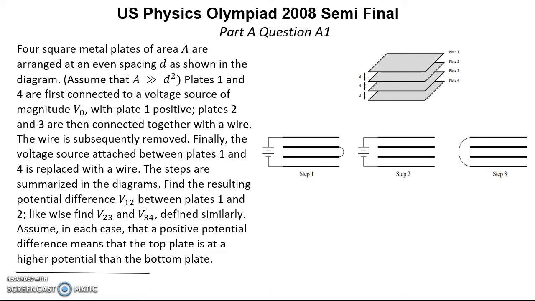US Physics Olympiad 2008 Semifinal. That semifinal consisted of 3 stages. The first stage, part A, had 4 problems. For these 4 problems there were 60 minutes. Stage 2, that was part B, had 2 problems, and for these 2 problems they had 60 minutes.